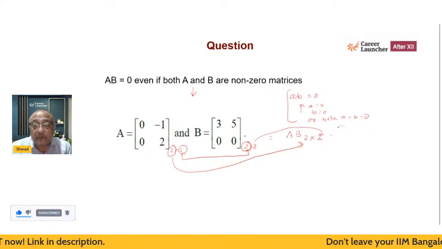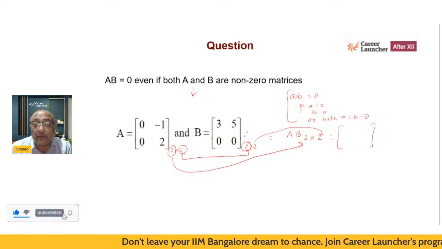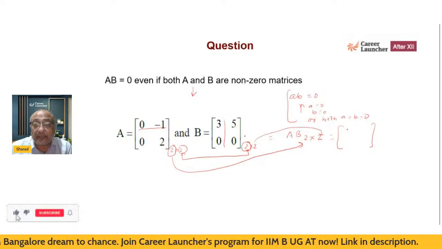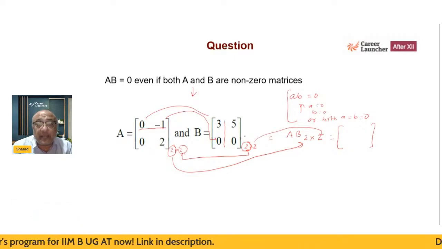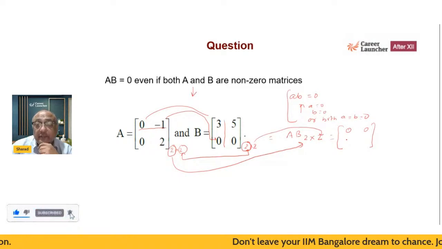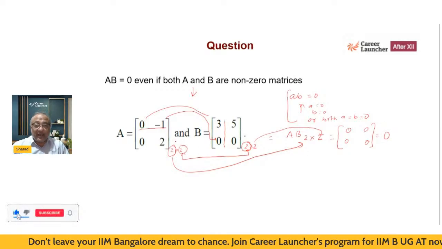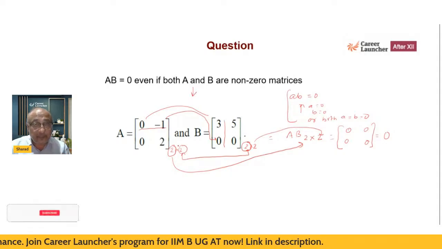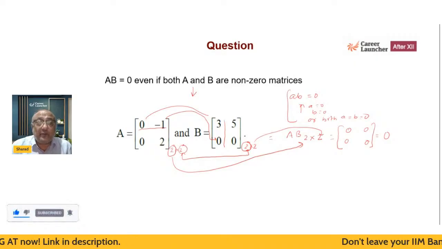So what is this matrix over here? You will have a matrix which will have four elements. And what will be those elements? How do we compute them? For the first row, first column, we multiply correspondingly and add: 0 and 3 are multiplied, minus 1 and 0 are multiplied, and added. What will I get? I'll get 0. Similarly, I'll get four zeros over here. And wow, this is nothing but a zero matrix. So what do we have over here? Through this question, I have taught you a little bit about how matrix multiplication is done, and also that the product of two non-zero matrices can be equal to 0.